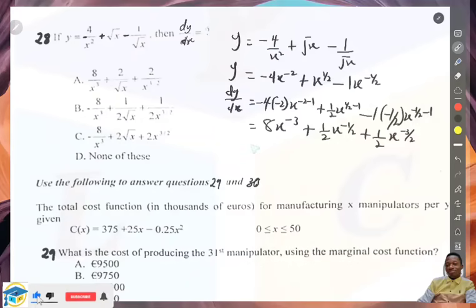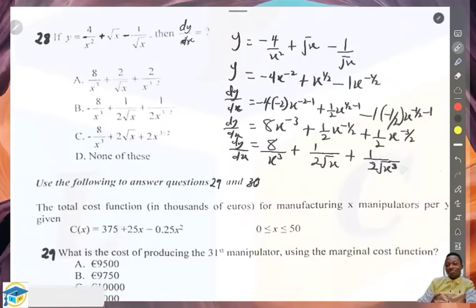So once you're able to get to this stage, we would therefore say that our dy over dx should be equal to 8 over x cubed, plus, here too I can write this as 1 over 2 square root x, okay? And I also say plus, here I can also write this as 1 over 2 square root x to the power 3.